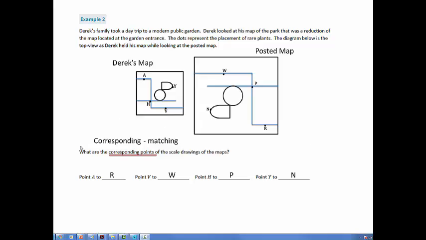All right, so our new vocabulary word is corresponding. So far we've had 3: enlargement, reduction, and corresponding. These are going to be important words that we use as we learn how to do some other things with scale.